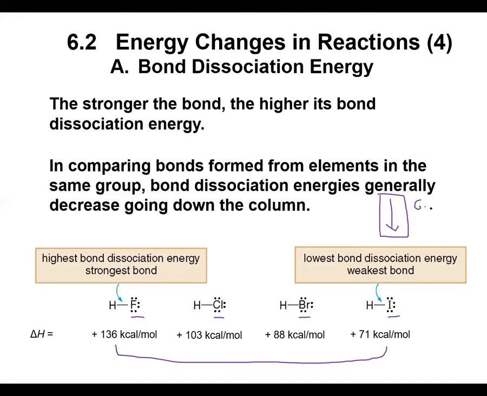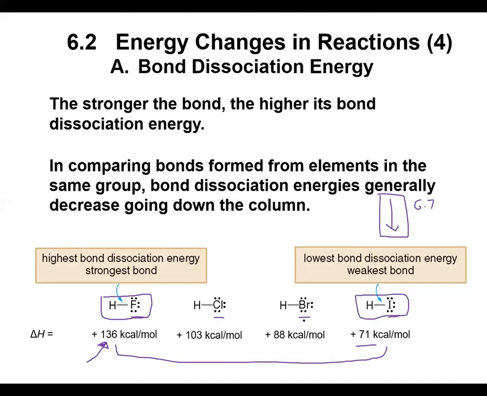On the periodic table, when we go down group 7, what we see in terms of bond energy is that at the very bottom, it's only 71 kilocalories to break the bond between hydrogen and iodine. As we go upwards to fluorine and hydrogen, it's 136 kilocalories to break that bond. So the hydrogen-fluorine bond is a much stronger bond than what we see down here.